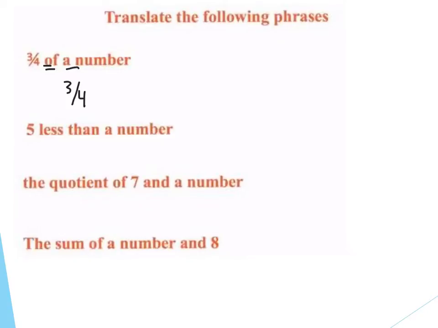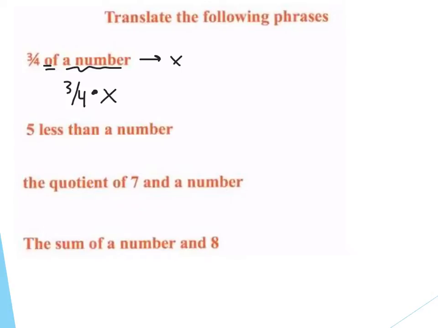Now I want you to think, when I say a number, what does that mean? What are we representing when I say a number? I don't know what number it is, so it could be any number. So how do we label something that we don't know? Well, we're going to label this as x. So 3/4 of a number would be 3/4 times. Now I'm going to use a dot here just to differentiate between times and the x, but 3/4 times x.